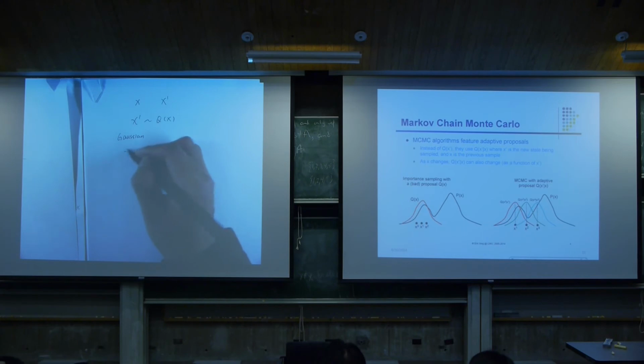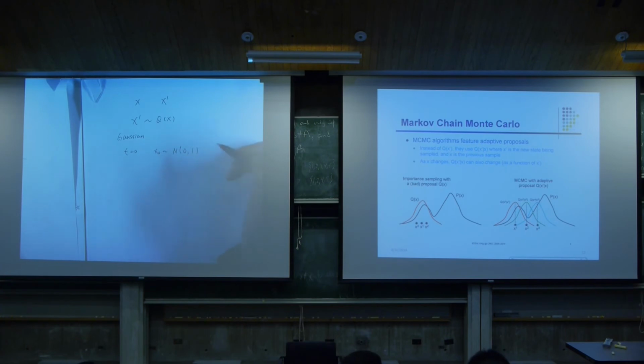In time t equals 0, I sample x0 from a Gaussian distribution whose mean is 0 and the variance is 1. And in time 1, I'm going to sample x1 from the Gaussian distribution parameterized by x0. Let's fix the variance to make things simple. And in t equals 2, I'm going to sample x2 from a Gaussian distribution parameterized by x1.